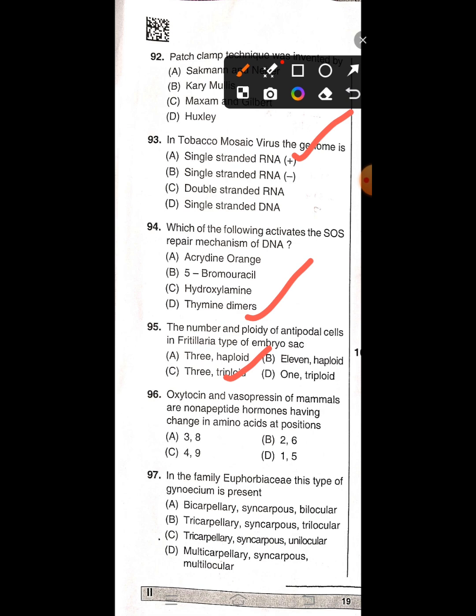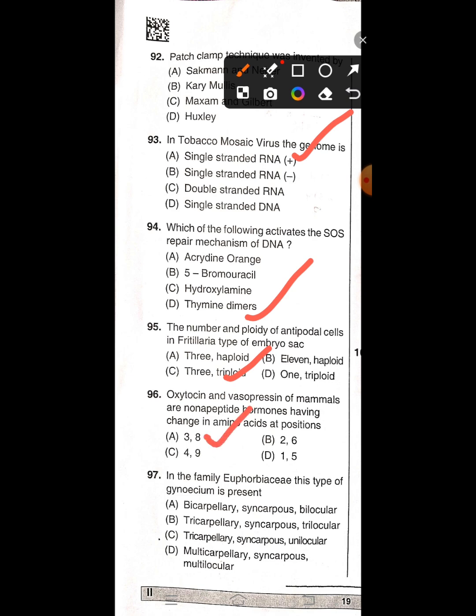Oxytocin and vasopressin of mammals are nonapeptide hormones having change in amino acids at positions. Options are 3, 8; 2, 6; 4, 9; 1, 5. So 3, 8 is the correct answer.